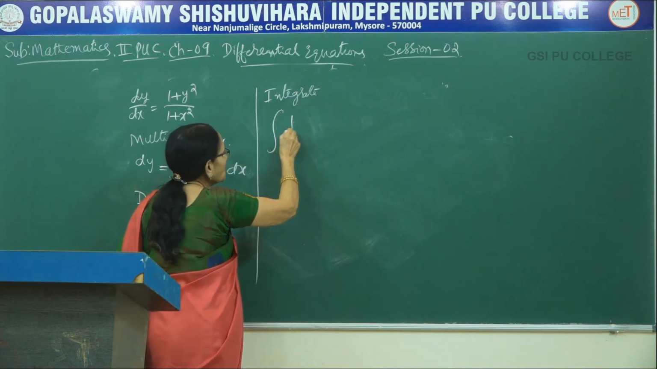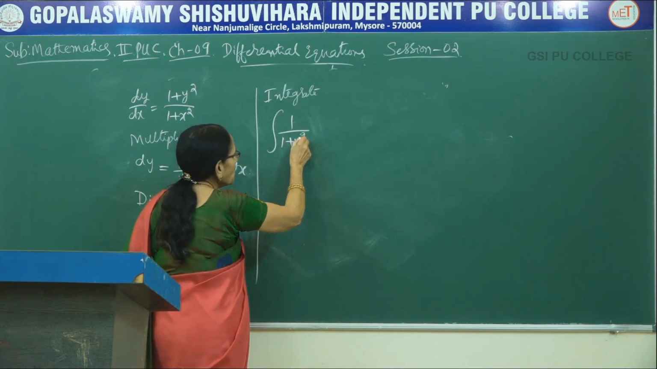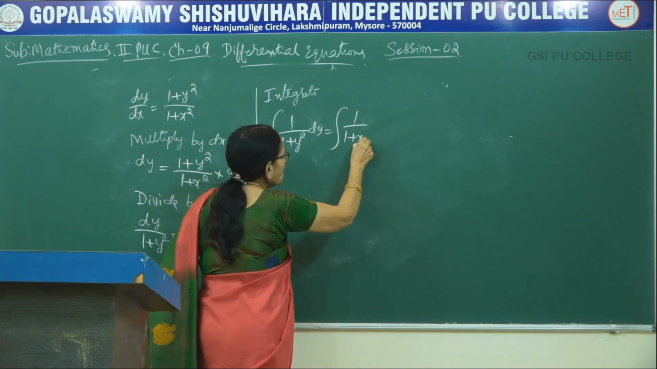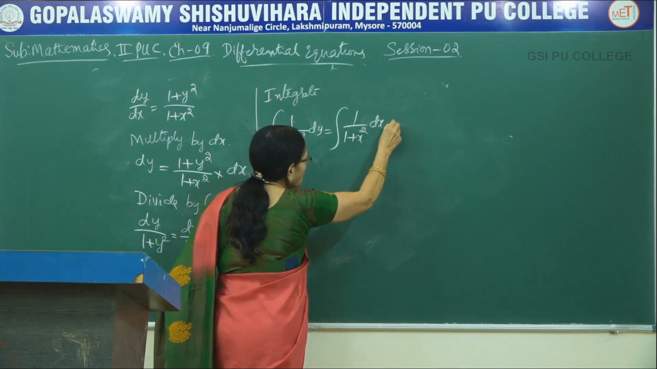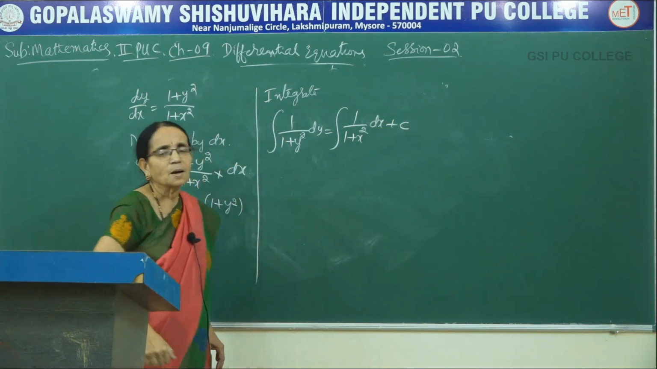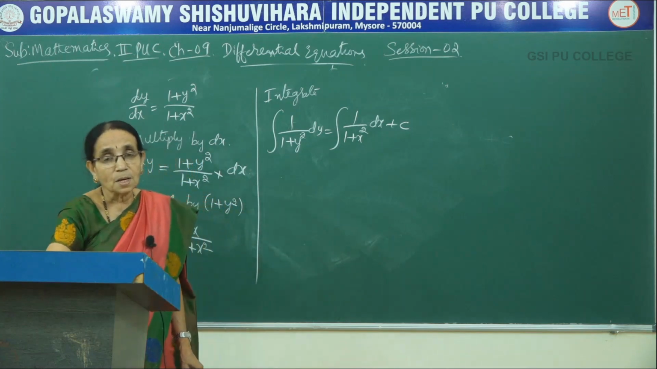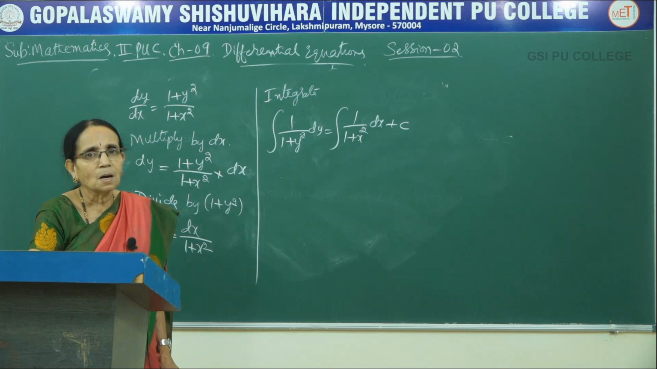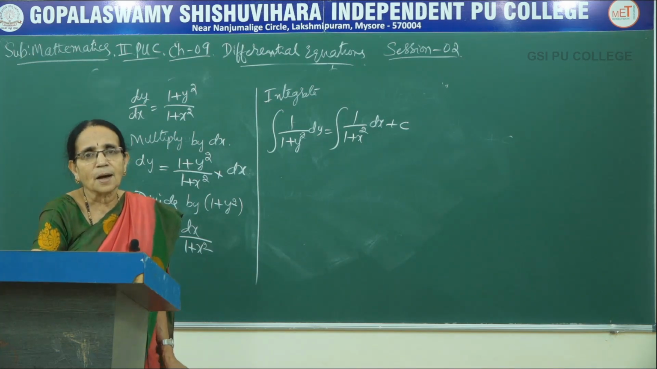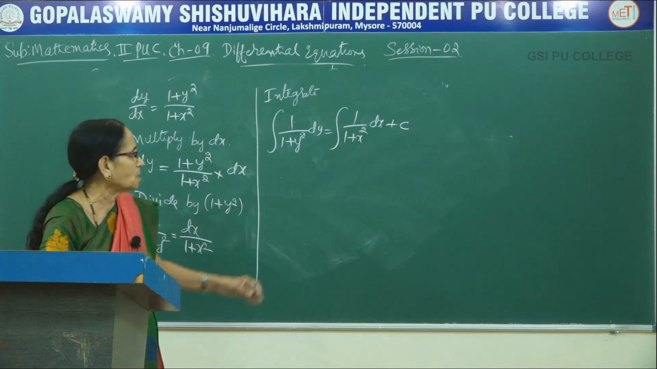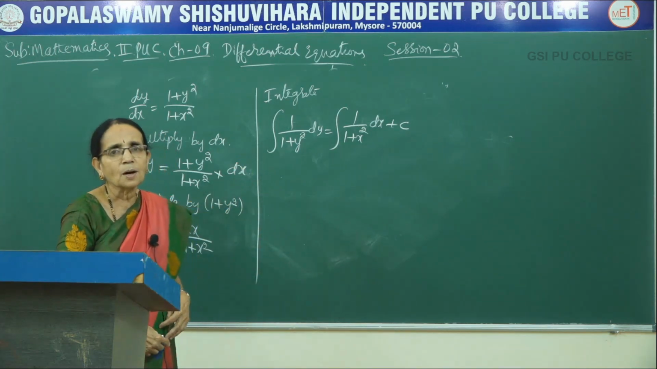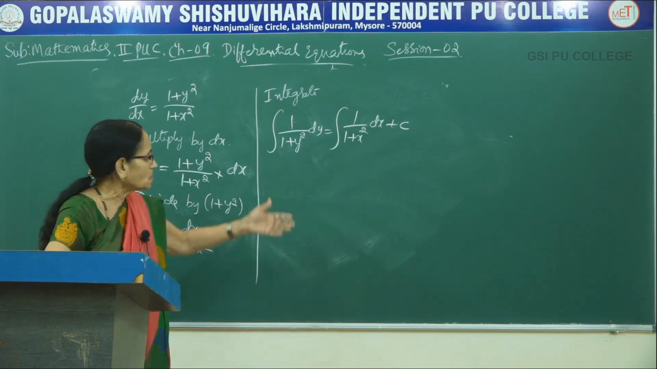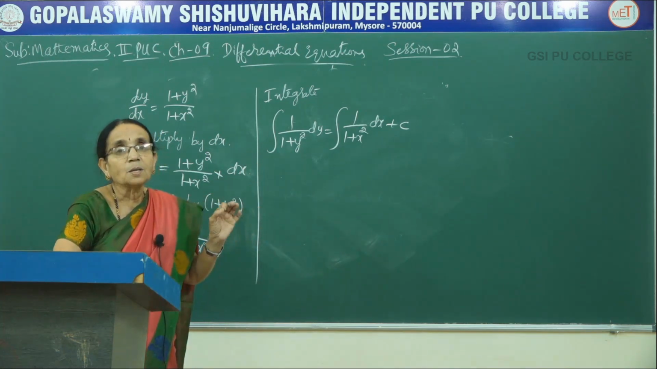Integrate, that is integral of 1 by 1 plus y square into dy is equal to integral 1 by 1 plus x square into dx plus the constant. See, we are doing the integration here. You have to remember all the standard integrals as well as the methods of integration. Of course, in the previous problem also, the functions were very simple basic algebraic functions. Here also, both of them are inverse functions.